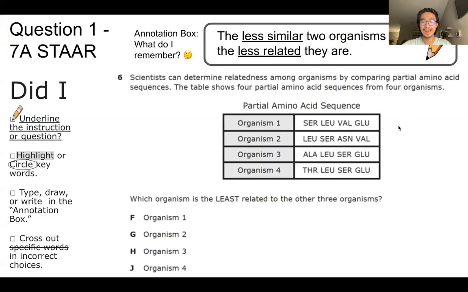Let's do more practice. Underline the question. Which organism is the least related to the other 3 organisms? And we know we're talking about relatedness, and we're looking at the amino acid sequence. So let's look at what's similar. Organisms 1, 3, 4 all have this thing called leucine, a type of amino acid, in the second position. But organism 2 doesn't. So it seems like organism 2 is different. So we can say 1, 3, and 4 are similar. So those are out. And number 2 is different. So it's least related. So G is our answer. And we are practicing the fact that the less similar two organisms are, the less related they are.